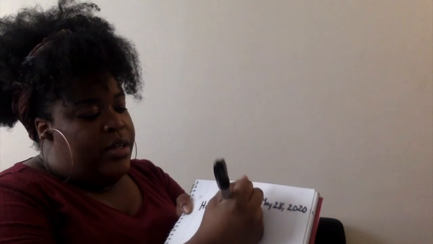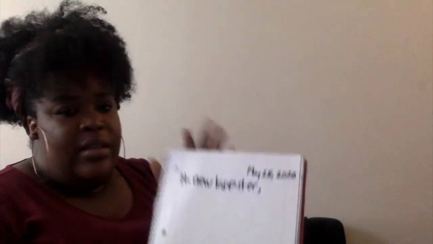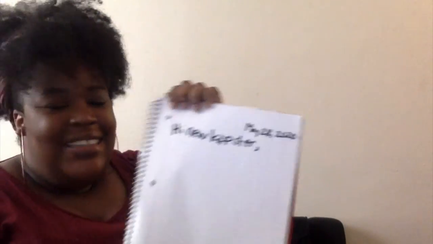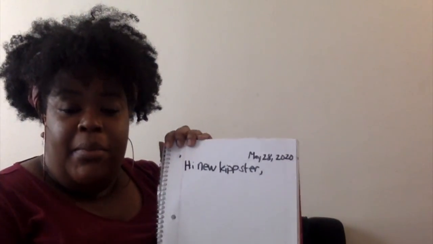Now, of course, we don't know these kipsters' names, so I'm going to say, hi, new kipster, because they're going to be a new kipster at our school. Hi, new kipster. Or you can even say new kindergartner. Hi, new kipster. And now the next part, which is our message, is going to be called the body. Good. Now, of course, the body is where you say what you want to tell them. So I'm going to go ahead and write what I want to tell this new kipster.